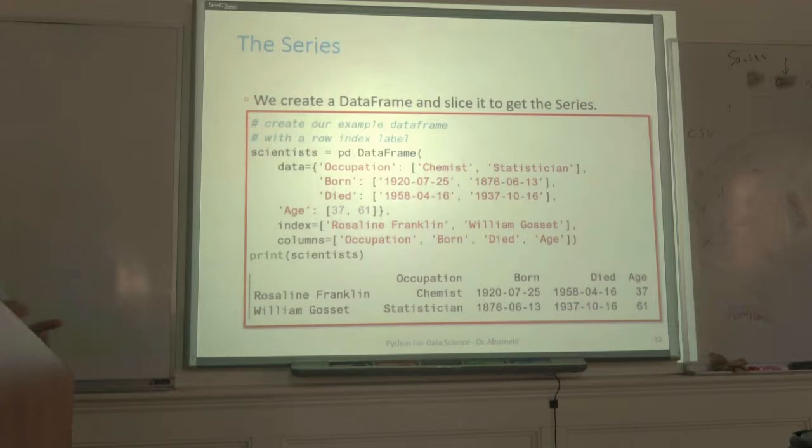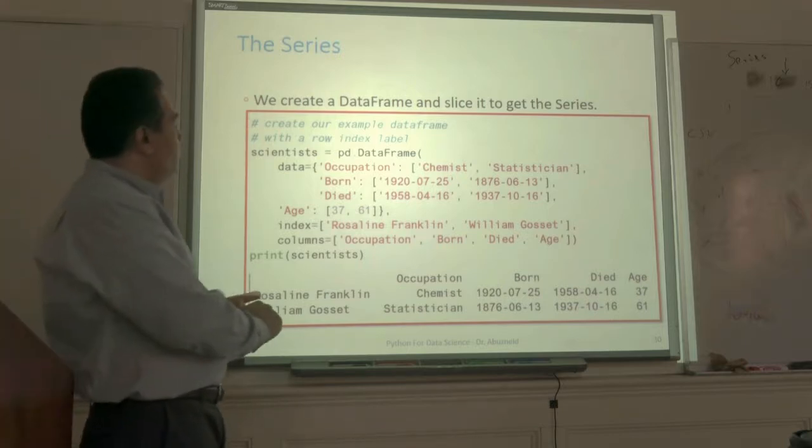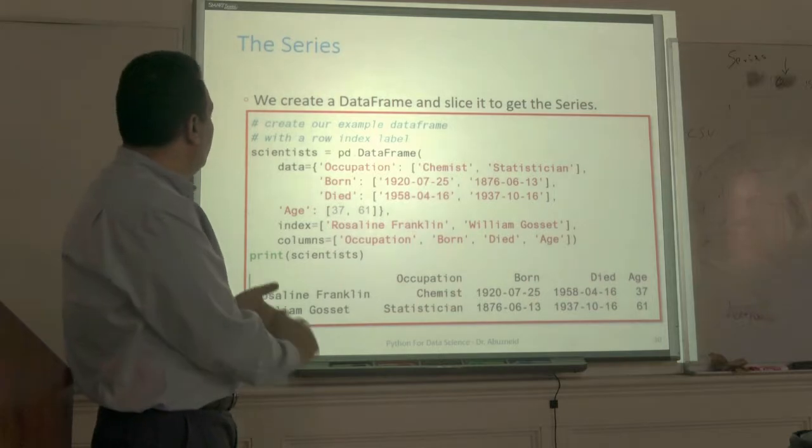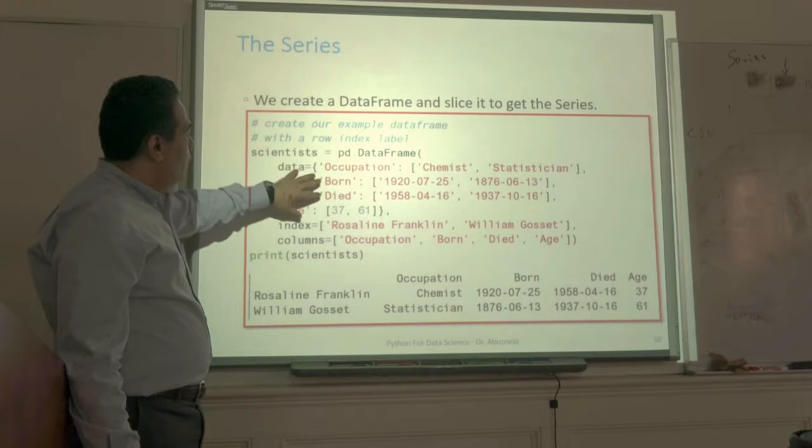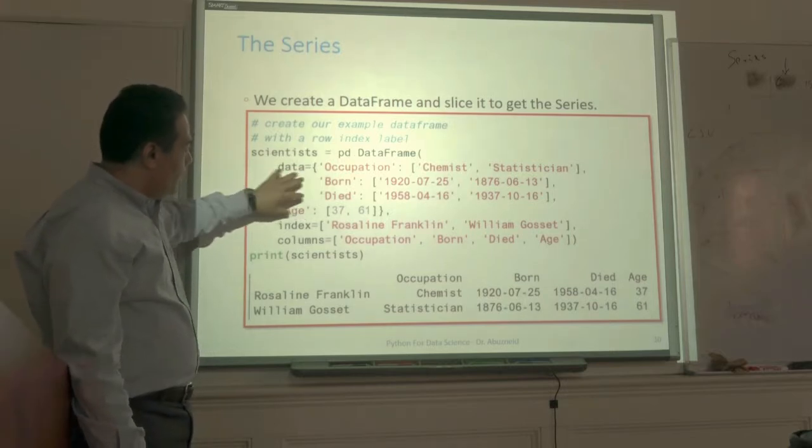We create a data frame and slice it to get series. All right. So for example, in here, you have scientist as a data frame. You have a dictionary to create it. You have the index.